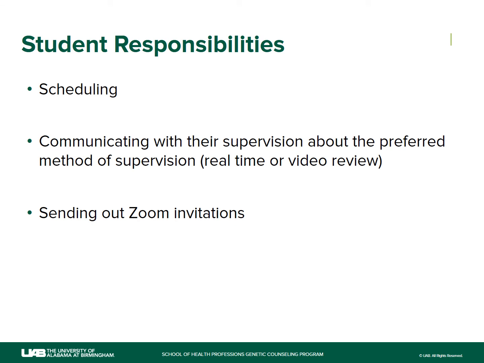Students are responsible for all scheduling, so you are under no obligation to contact any student to figure out what their schedules are. That is the complete responsibility of the students. Students are also responsible for communicating with their supervisor about the preferred method of supervision. So if the supervisor wants to do it in real time, then the student is responsible for scheduling a time that works for the student, the SP, and the supervisor in order to facilitate that. Students are also responsible for sending out all Zoom invitations for the individual sessions.